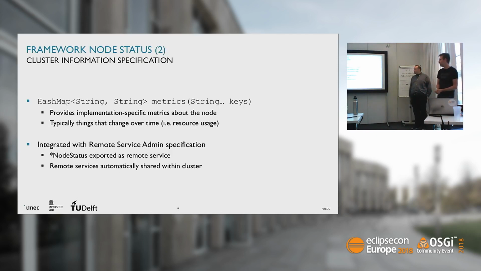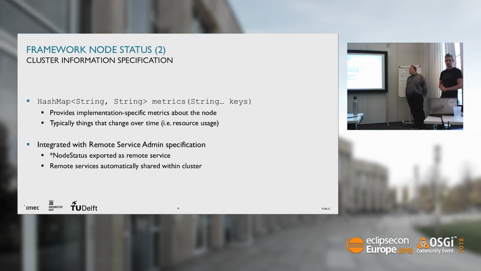It provides one method besides the services, which is a metrics method, which gives you back a hash map of strings. This gives you some metrics about the node. Depending on your implementation, this could give you some information on the load of your system or on the memory usage. Typically it is stuff that changes over time, so you might have to poll sometimes to see what the current state is. You cannot really expose this as a service property, because then your service would have to change all the time, which is not really what you want.